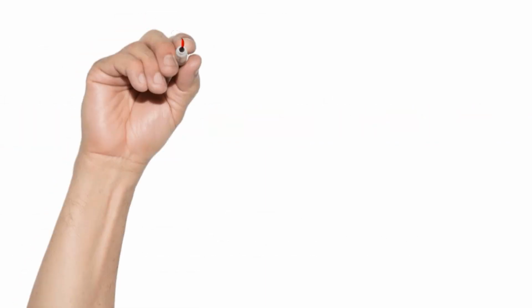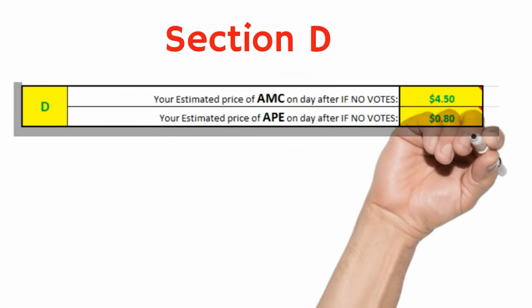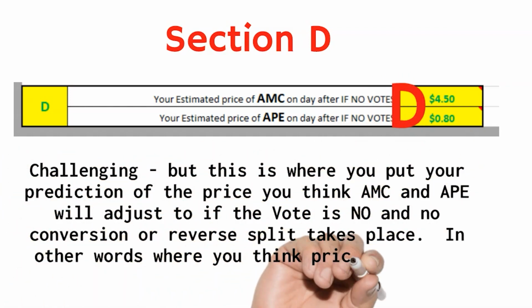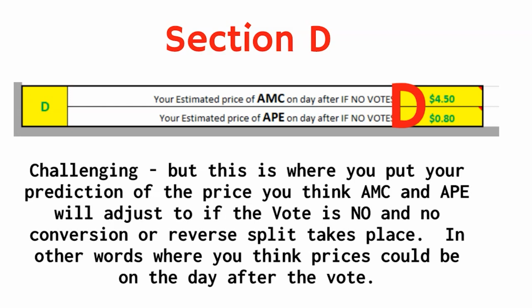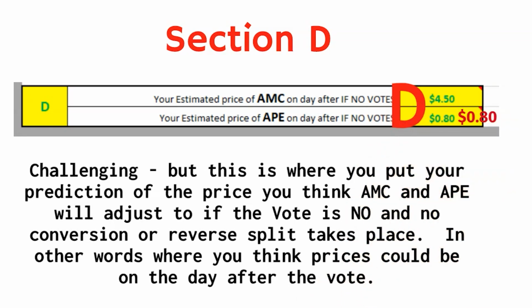Moving on to section D. Again, this one will require you to use all your APE wrinkles. The number we are putting here is what we predict the AMC and APE share prices will quickly adjust to if the proxy measures are voted down, i.e. no votes at the March 14, 2023 meeting. Many wrinkly brain apes believe if it is a no vote that the APE share price will quickly move back to near its previous lows. I tend to agree with this analysis. So for APE we will put in 80 cents as that is close to the lows we have seen.